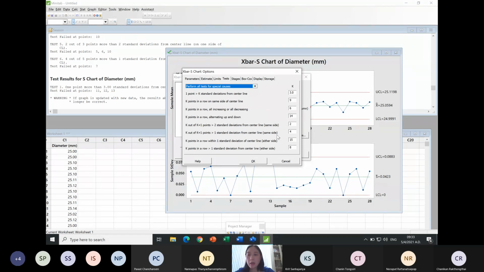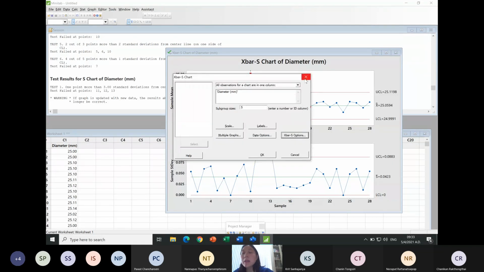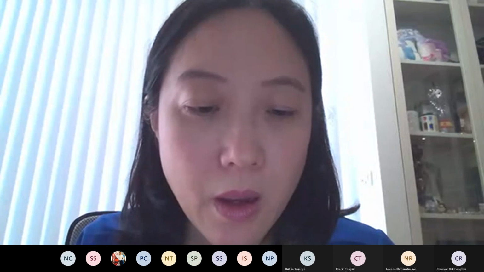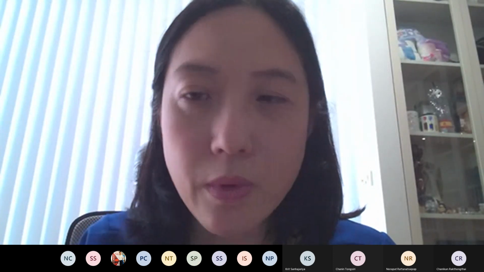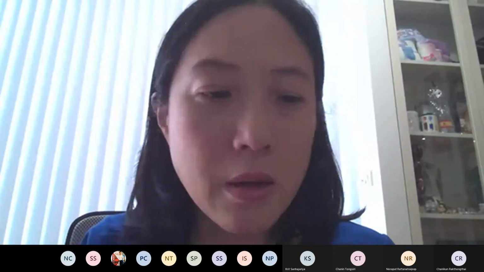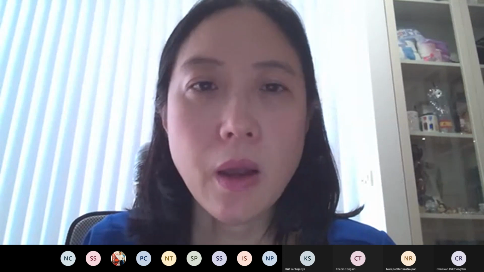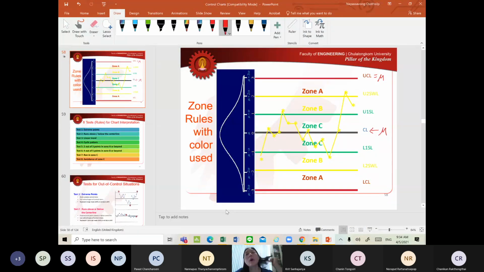Usually this is the center line, right? The center line represents the mean of the process. And the upper control limit is usually set at mean plus 3 times sigma, and LCL is at mean minus 3 sigma.